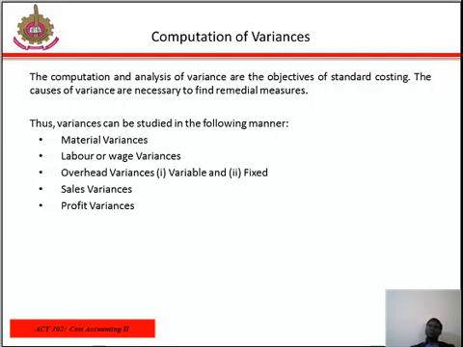So in other words, the total cost variance is split into component parts on the basis of elements, and each element is further subdivided to locate the responsibility of variance. The variances can be studied in the following manner. You will start with material variance, then labor or wage variance, then overhead variance, that is variable and fixed. Then we talk about sales variance and the profit variance.